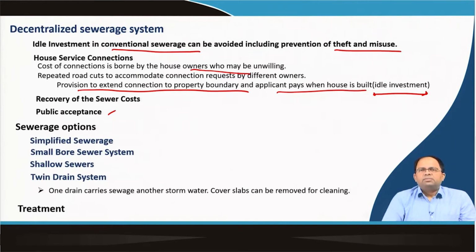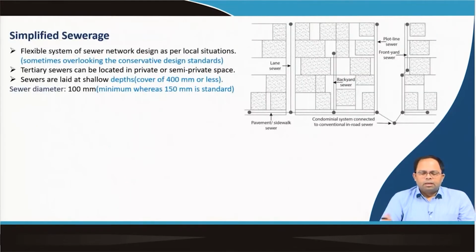There are different kinds of decentralized systems. These are simplified sewerage, small bore sewer system, shallow sewer system, twin drain system, and then we also do their treatment as well. So what is simplified sewerage? We can say that it's a more flexible system where we overlook some of the conservative design standards of sewer networks, and it's a flexible system of sewer network design as per the local situation. And tertiary sewers can be located in private or semi-private space.